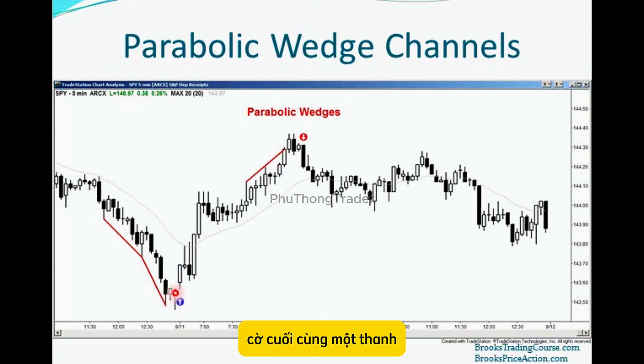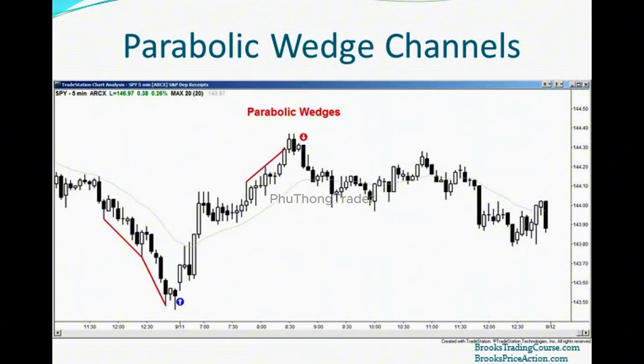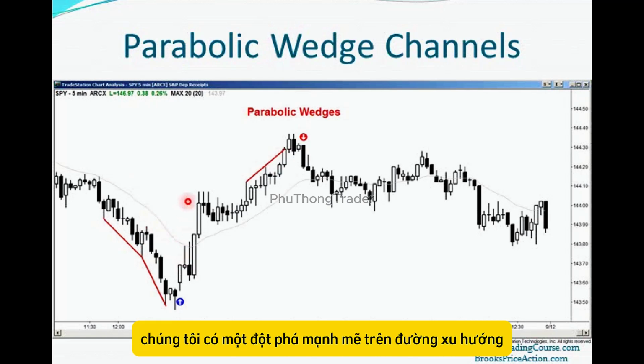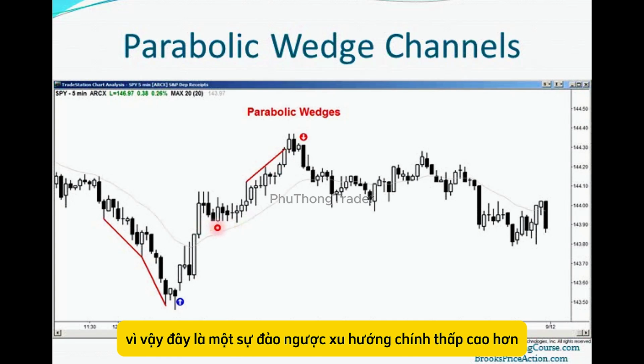1-bar final flag. A reversal bar has a bear body, but it has a close above the midpoint. So it's a reasonable signal bar for a test up to the minimum target of the moving average, and probably at least 10 bars 2 legs up. By the way, we have a bear trend. I did not draw the channel in the trend line. We have a strong breakout above the trend line, and then we have a higher low. So this right here is a higher low major trend reversal.